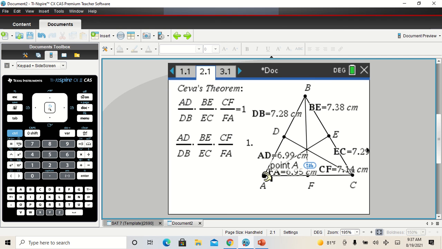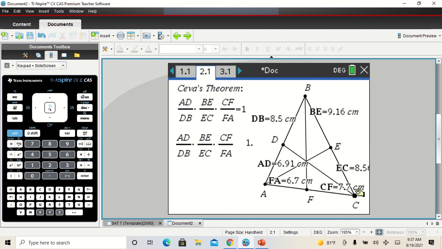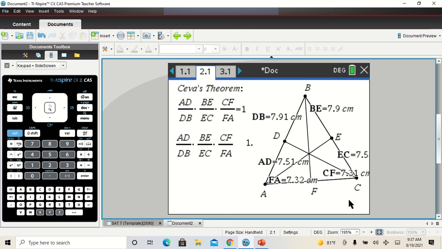So this should be dynamic, so if I move this, it remains at 1. The numbers are changing. So it does work with Ceva's theorem on the Inspire.